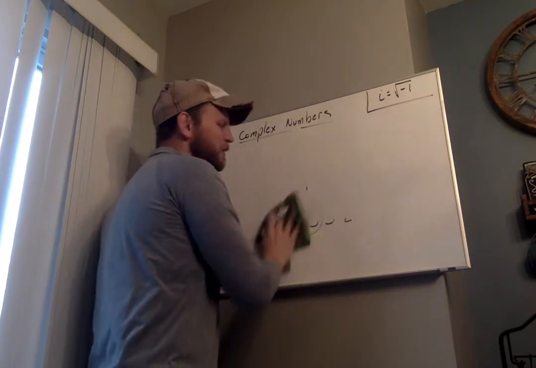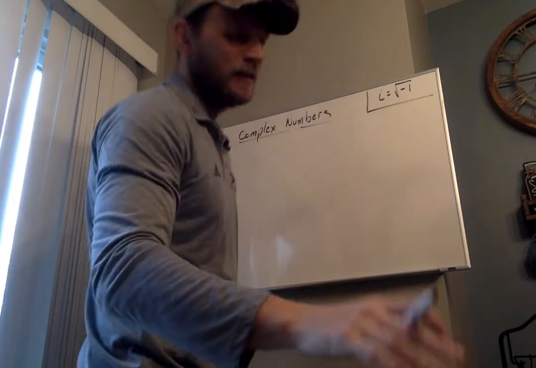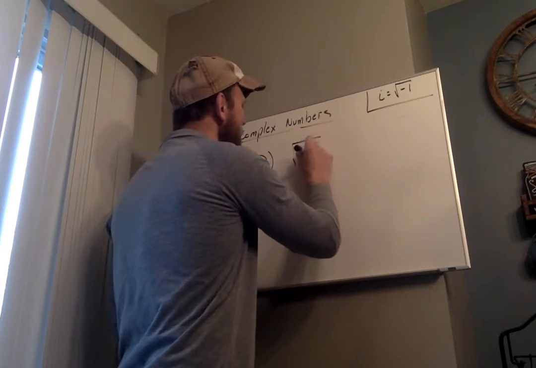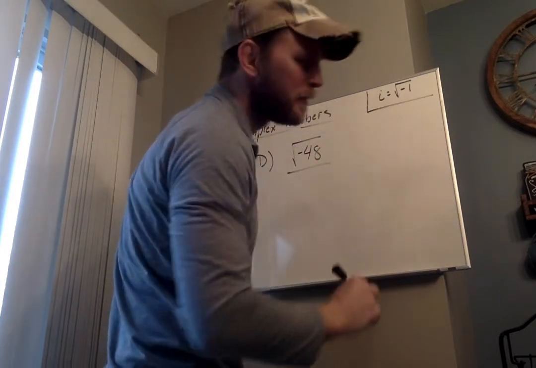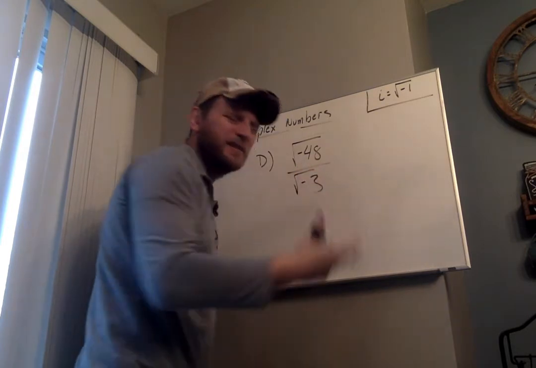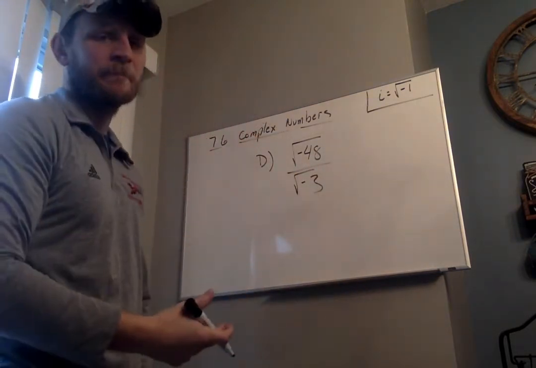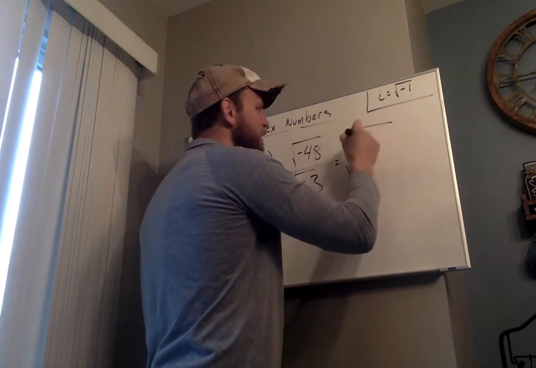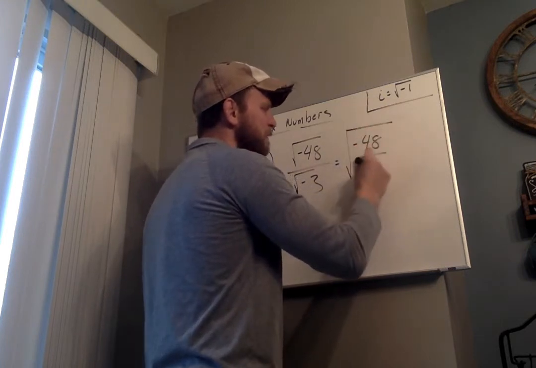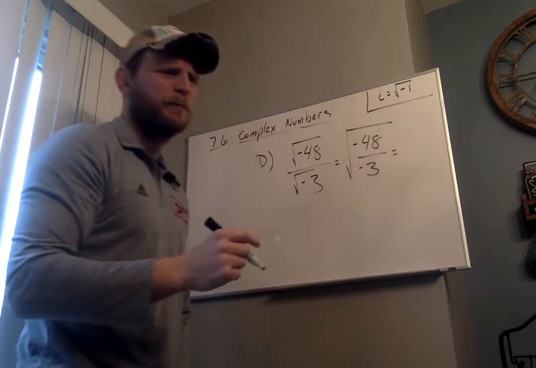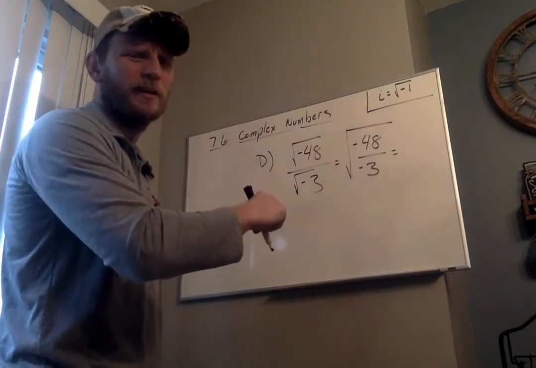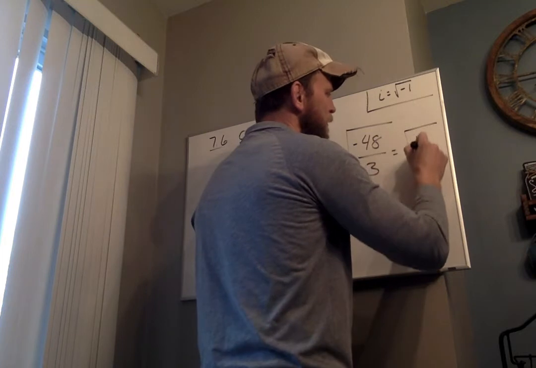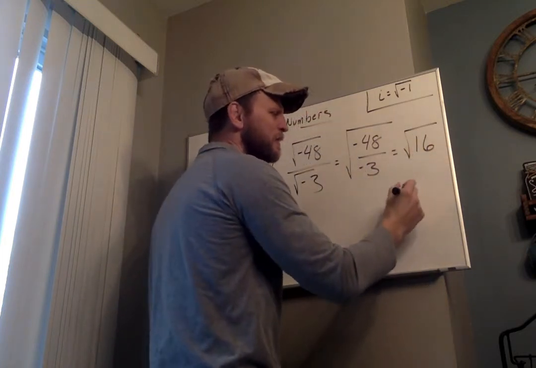I feel after one more, you guys should be pretty good with this. All right, let's look at D. And D you might be really confused about, but you shouldn't be. Because remember, we got to use all of the tricks in our bag. And we know we can rewrite this as, but, Mr. Puckett, what is negative 48 divided by negative 3? Oh. That's just 16. So this is just 4.